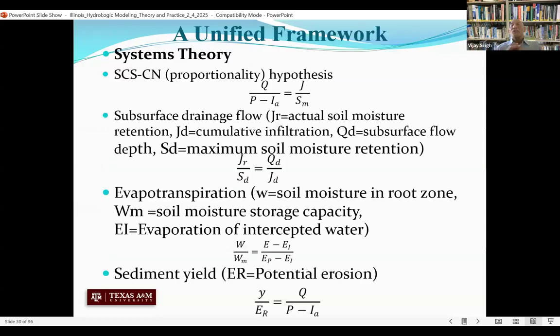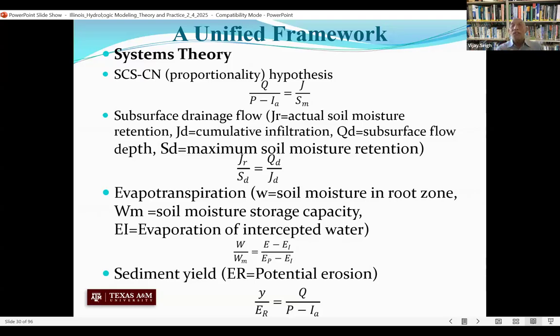Now, the second aspect of system theory is the proportionality theory, which was the basis of the CSCN method. So, what does the proportionality theory say here? I think this is a point worth understanding. What this says is, if you take the design variable, in this case Q. Now, note here, Q is not discharge. Here Q is the amount of direct runoff or surface runoff which will be generated by a precipitation event.